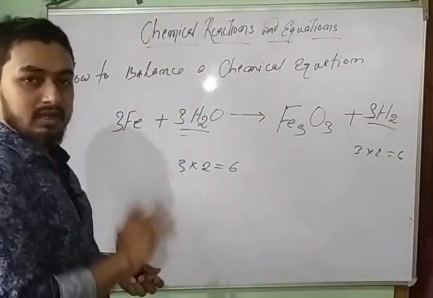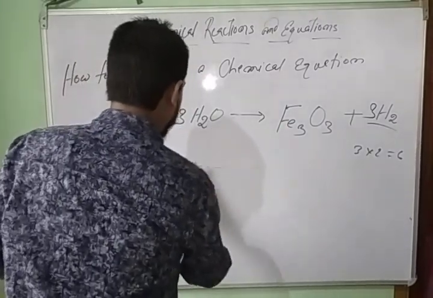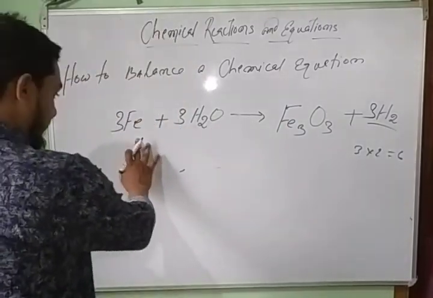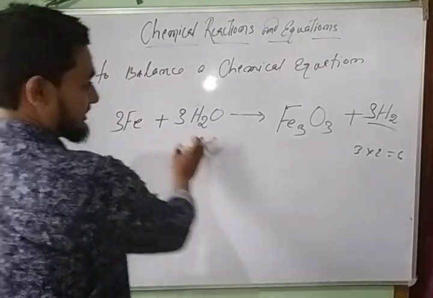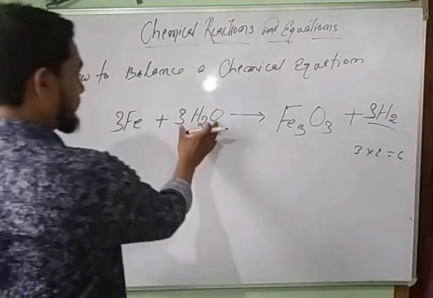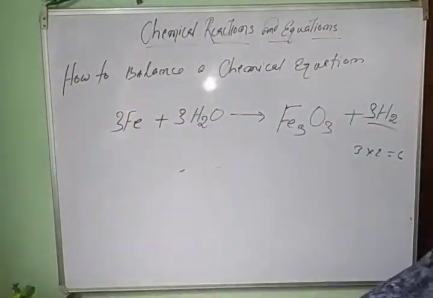Now again count whether any change occurred. The number of Fe is 3. The number of hydrogen, 2 threes are 6, and 2 threes are 6. The number of oxygen is 3, and the number of oxygen is 3. That means the chemical equation is balanced.